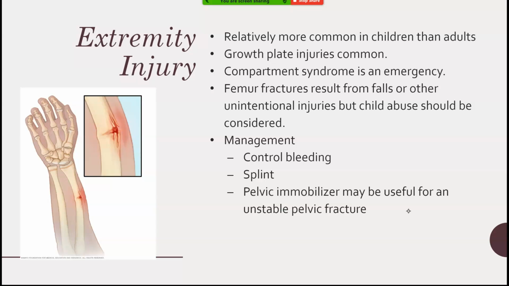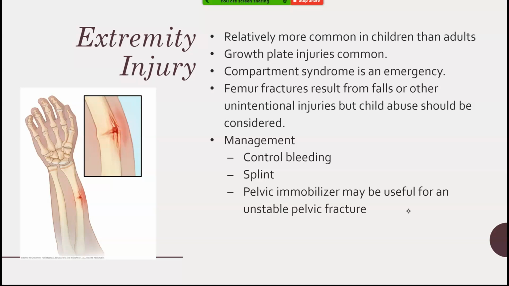But most of the time you won't necessarily see the fracture because they have very soft, pliable bones. The only thing that you might notice is tenderness and some swelling. That might be the only sign. So if you have a kid with an extremity injury, highly recommended that you splint and do all the same appropriate treatments that you would do for an adult.